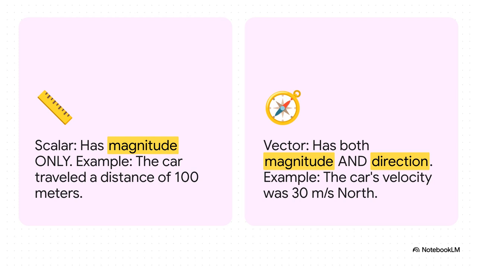A scalar quantity just tells you the magnitude, the how much. If you say a car traveled a distance of 100 meters, that's a scalar. It's just a number. But a vector gives you the whole story. It has both magnitude and direction. Saying a car's velocity is 30 meters per second north, that's a vector. The direction is a critical piece of the information. Think of it this way. Speed is a scalar, but velocity is a vector.